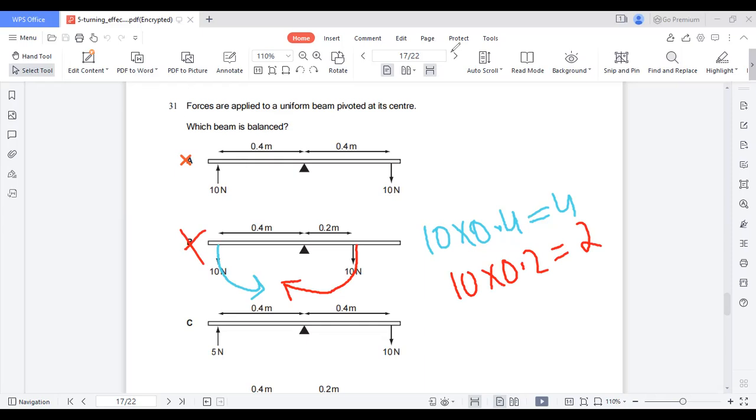Okay, let's move to the third one. In case of the 5 Newton force, it is going to have a clockwise movement, and the 10 Newton force is also going to have a clockwise movement. Both forces are going to generate a clockwise movement, and both would get added and create a couple. So this is also not a condition to create a balance. Let's move to next.